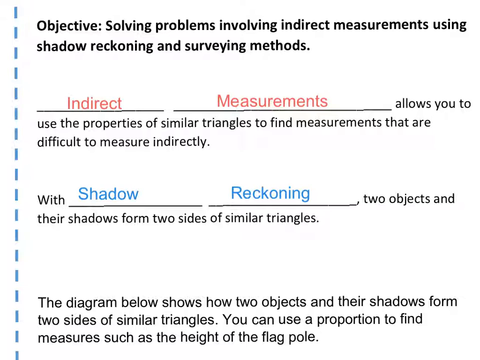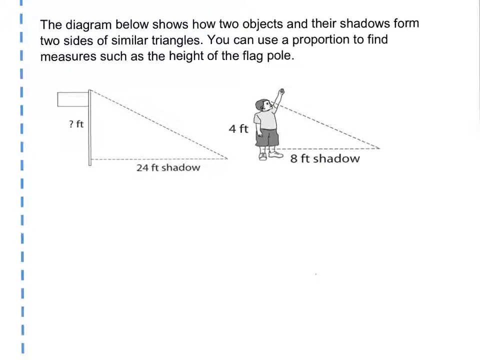An indirect measurement allows you to use the properties of similar triangles to find measurements that are difficult to measure directly. So we also use something called shadow reckoning. With shadow reckoning, two objects and their shadows form two sides of similar triangles. In the diagram below, it shows how two objects and their shadows form two sides of similar triangles.